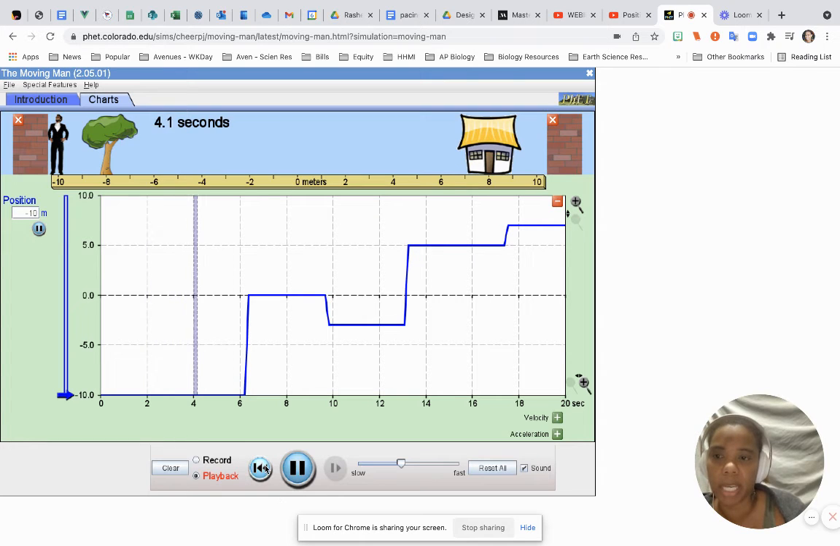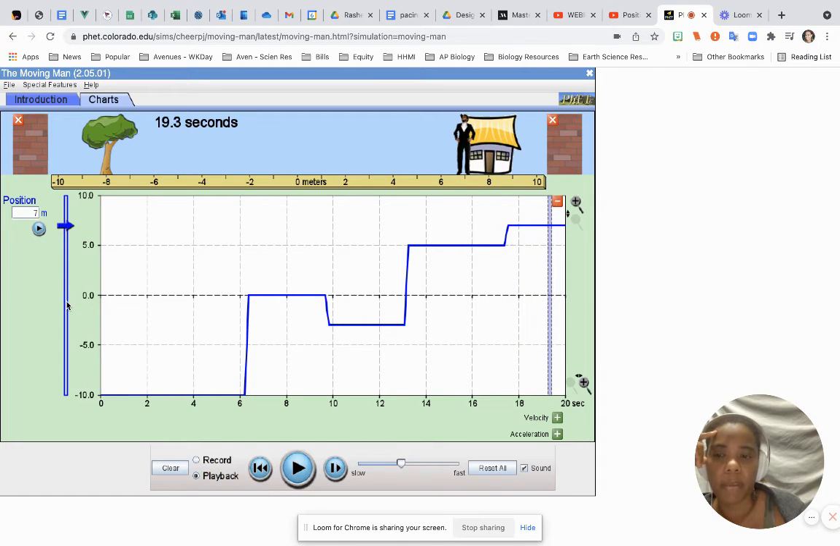Okay, we see here in the beginning, he's not moving. And then he jumps to another position. And then he's not moving. And then he jumps to another position, but he's not moving. And he jumps to another position and he's not moving. And then he jumps to another position and then he's not moving.